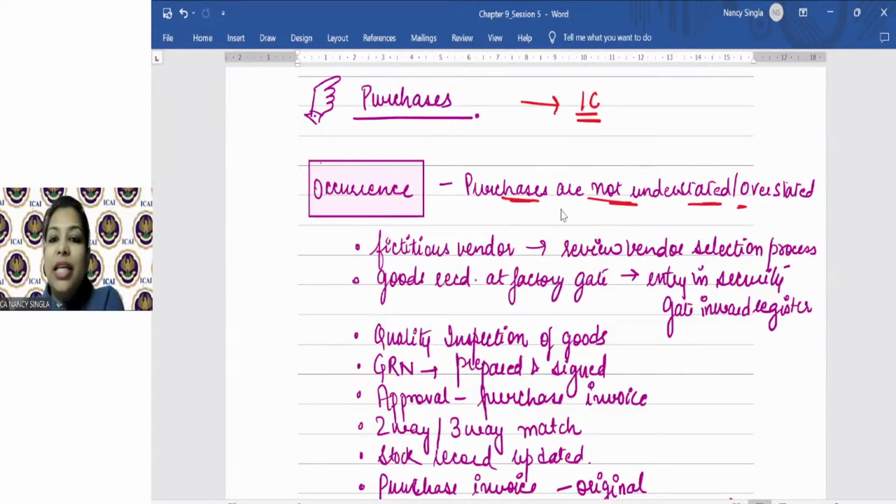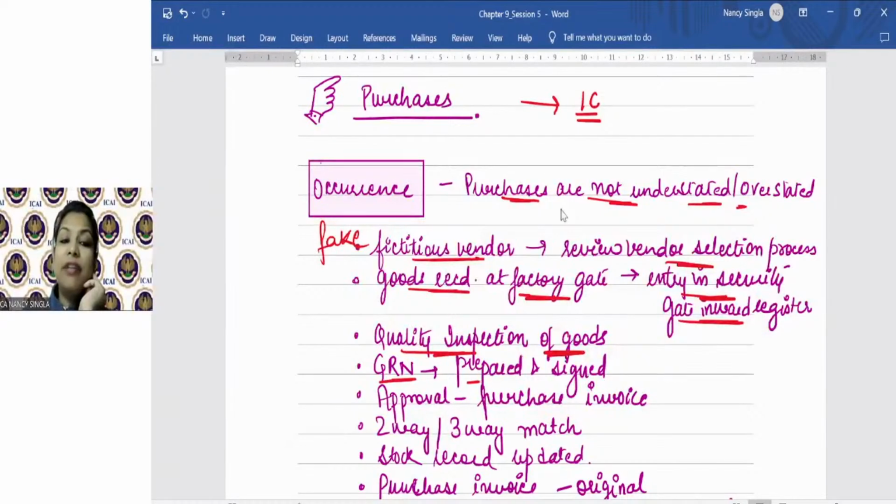परचेजेस आर नॉट ओवरस्टेटेड या अंडरस्टेटेड. फिक्टिशियस वेंडर्स तो नहीं है, फिक्टिशियस इज व्हाट, फेक. तो वेंडर सिलेक्शन प्रोसेस देखो कैसे होता है. व्हेन गुड्स आर रिसीव्ड एट द फैक्ट्री गेट, वेदर एंट्री होती है या नहीं इन द इनवर्ड एंट्री गेट रजिस्टर, ठीक है. क्वालिटी इंस्पेक्शन होता है या नहीं, ठीक है. गुड्स रिसीव नोट प्रिपेयर और साइन होता है या नहीं.